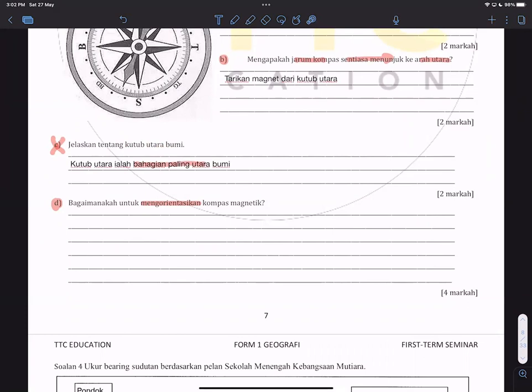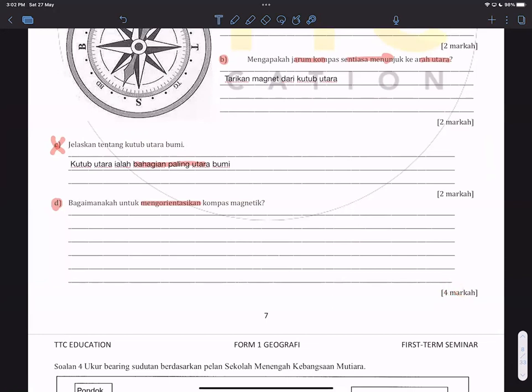Okay, so next one, 4 marks. Which means we combine the second and the third one into one sentence. If this is 5 marks, you separate the 2 points. What are the 2 points? Meletakkan kompas pada permukaan rata, menjauhi objek besi, or objek logam. So if this is 4 marks, we combine these 2 points. If 5 marks, you separate it.